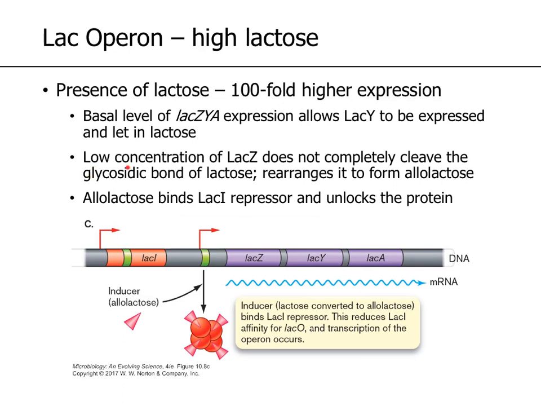The other factors, so at a low concentration of LAC-Z, LAC-Z doesn't actually completely cleave it to glucose and galactose. It essentially just rearranges lactose to form allolactose. And so allolactose now binds to the repressor. So allolactose here is our inducer. So in this case, this is our scenario 1 of the repressors that we're talking about. So this is the inducer. So this will bind to LAC-I, and then it'll release it from the operator sites, and then you can get transcription from the rest of the genes.